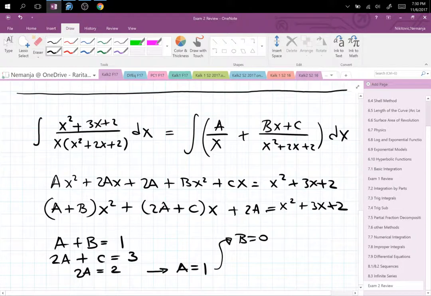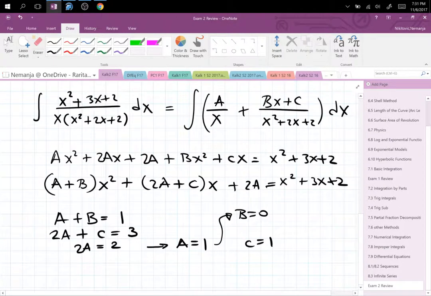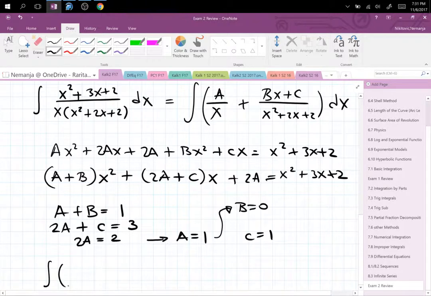And if a is equal to 1, c is equal to 1. So you just find your way quickly through the equations. By the last equation, a is equal to 1. Plug into the first equation: 1 plus b is 1, so b has to be 0. Then in the second one, 2 times 1 is 2, 3 minus 2 is 1, so c is 1. And we immediately plug that into our integral. a is 1, so 1 over x, plus now b is 0, so that would kill the bx term. And c is 1, so it's 1 over x squared plus 2x plus 2 dx.